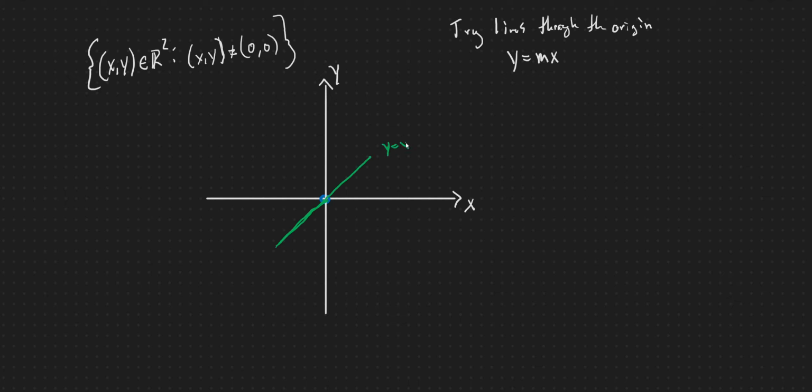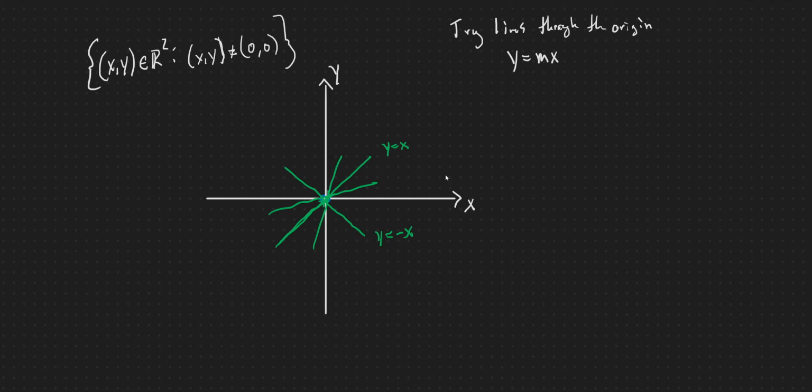Right, we can consider that line as we approach the origin from the right or from the left. We could do y equals negative x. That's also a valid option. We could do things with steeper slopes, more gradual slopes, right? We have a lot of different possibilities for lines through the origin.